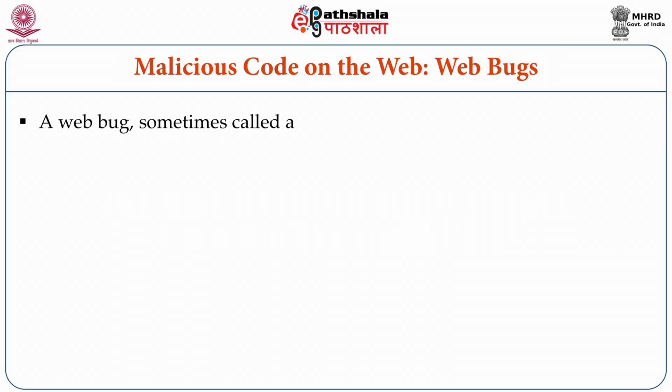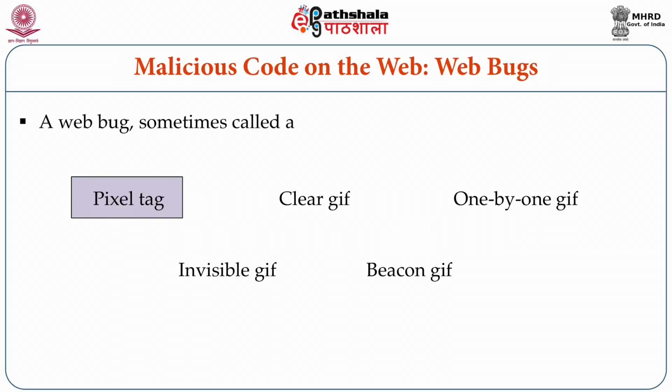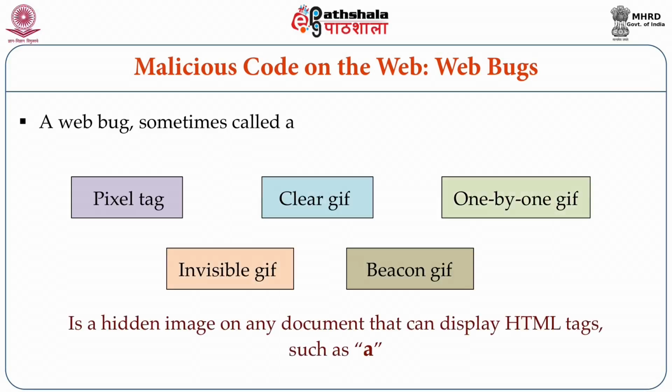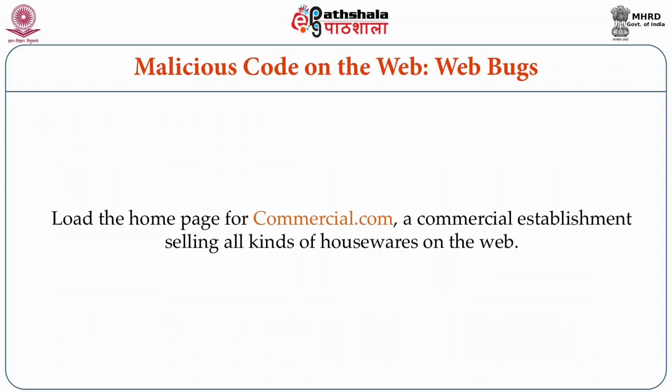Another malicious code on the web is called web bugs. A web bug is a pixel tag, also called a clear GIF, 1x1 GIF, invisible GIF, or backend GIF. So it is a hidden image on any document that can display HTML tags. Malicious code on the web bugs.